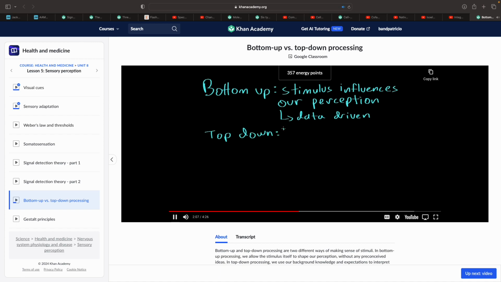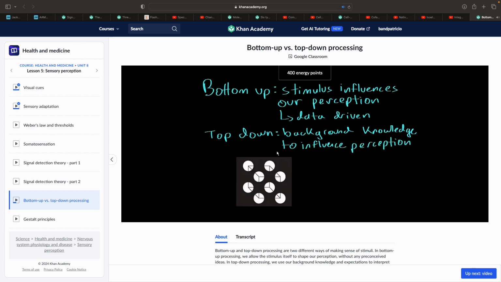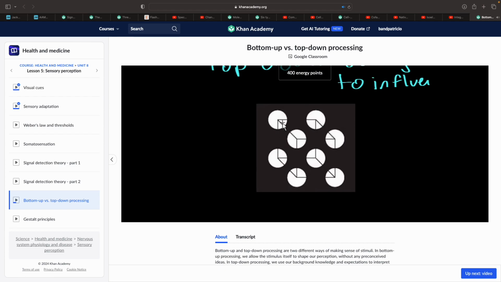Top-down basically uses your background knowledge to influence perception. That's deduction, right? So let's look at this example over here. What we're actually seeing are a bunch of circles, and then inside the circle there are a couple of lines drawn. So we're looking at these white circles with lines drawn inside of them. We're creating this cube. We're basically taking these lines and putting them together in order to create a cube.